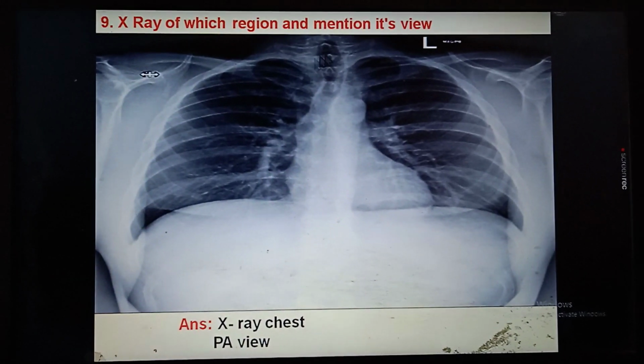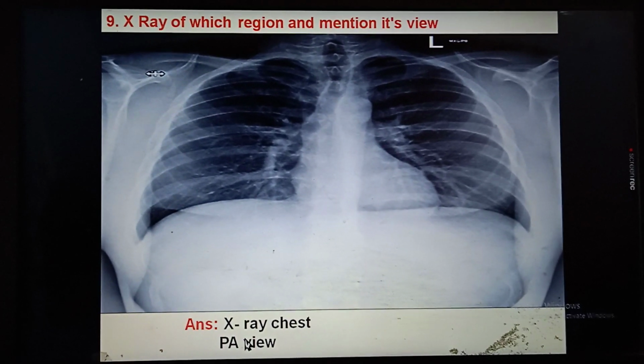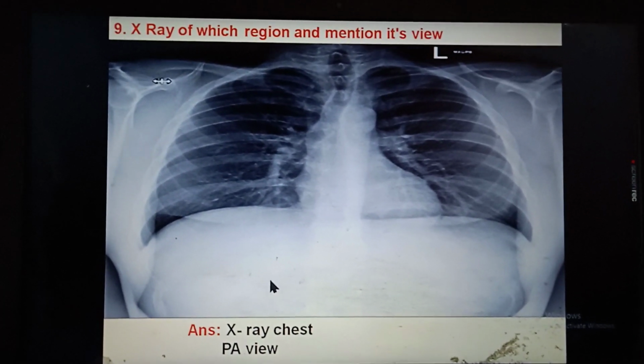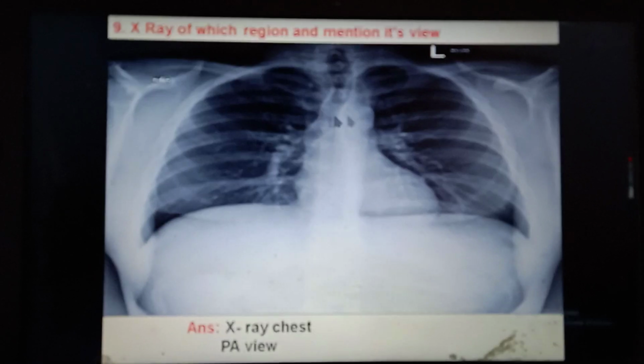X-ray of which region, and mention its view. This is an X-ray chest and its view is PA view. Why PA view? Because the medial border of the scapula is not evident here.